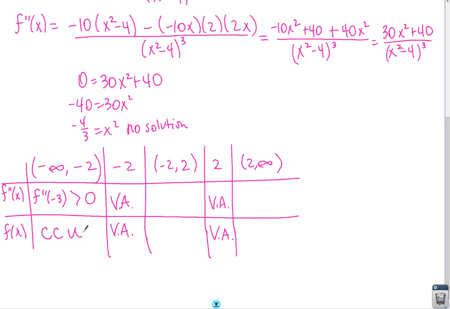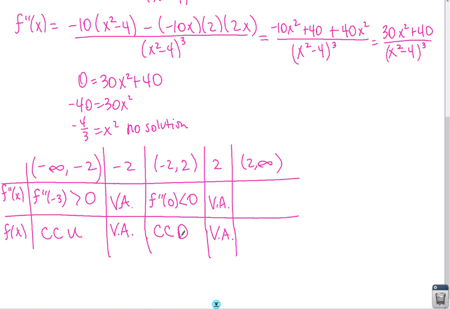Let's plug in 0. So if I plug in a 0 into my numerator, again, I'm looking at my second derivative here. Anything I plug in up here is going to be a positive. So I really just need to look at my denominator. So 0 squared is 0 minus 4. So it's going to be a negative. Cubed is still negative. So positive divided by a negative is going to be a negative. So that means my graph is going to be concave down.